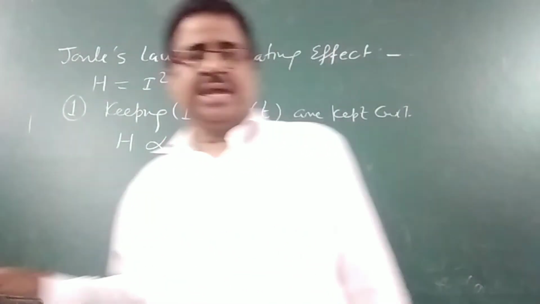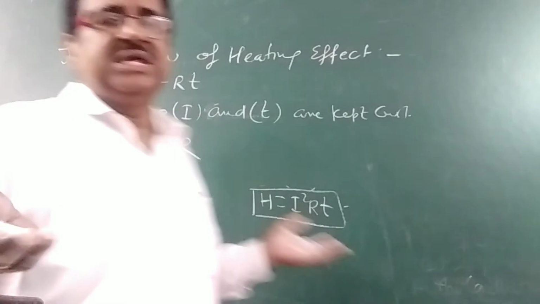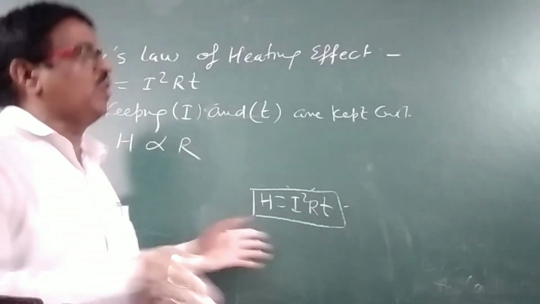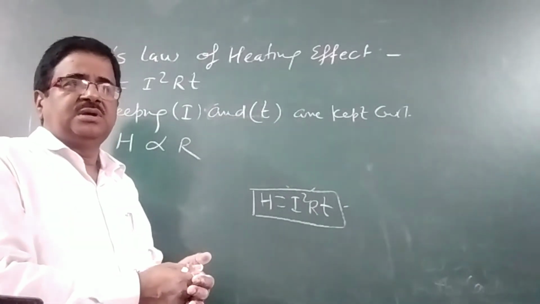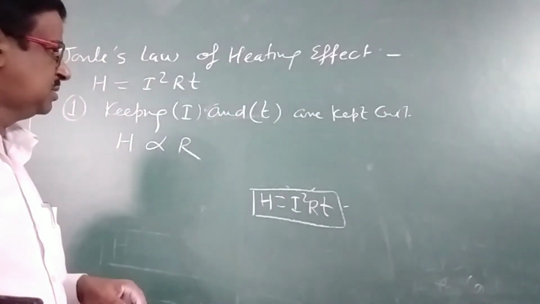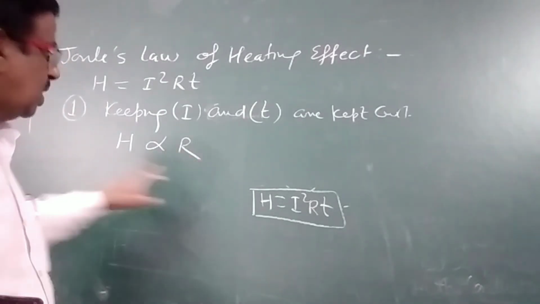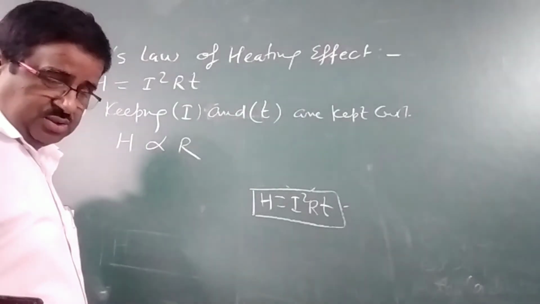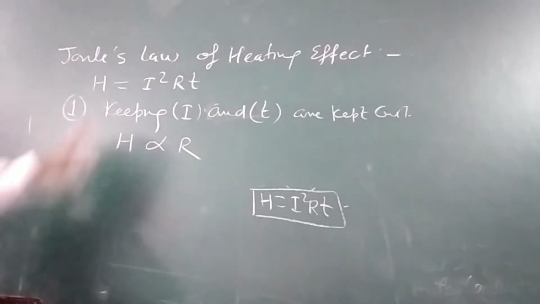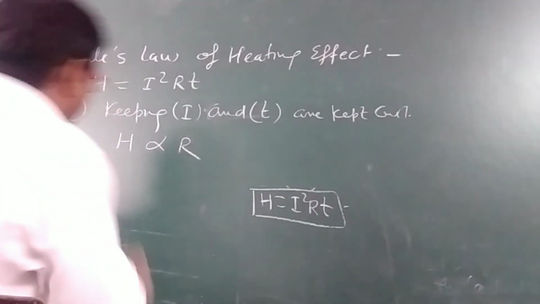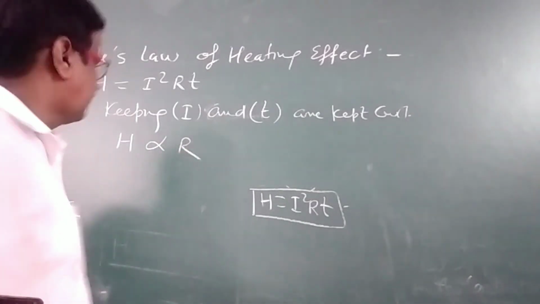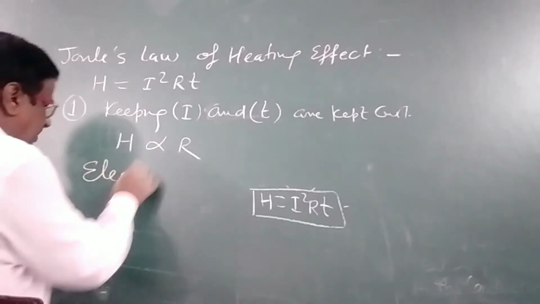जितने resistance होंगे उतना ही heat produce होगा. If you go on increasing the resistance of the conductor, more heat will be produced. It is directly proportional. So what is the practical application of the first law of Joule's heating effect? Practically we are using it in the case of the electric bulb.